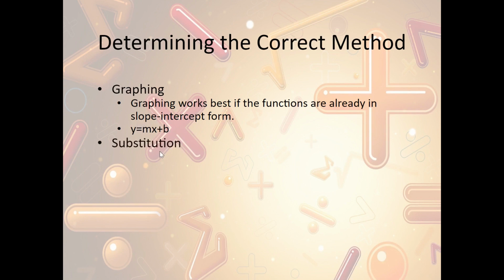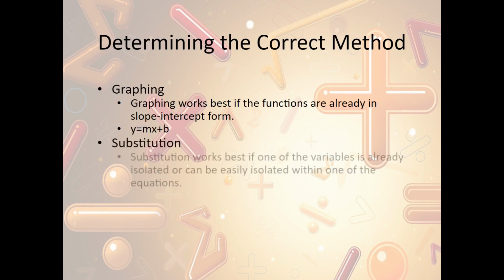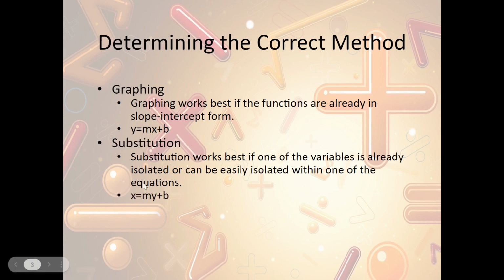Substitution is our second method. Substitution usually works best if one of the variables is already isolated. So we have y equals something or x equals something. If one of those is isolated already, then we can just take that value and plug it in. For instance, x equals my plus b. And lastly, we have elimination.